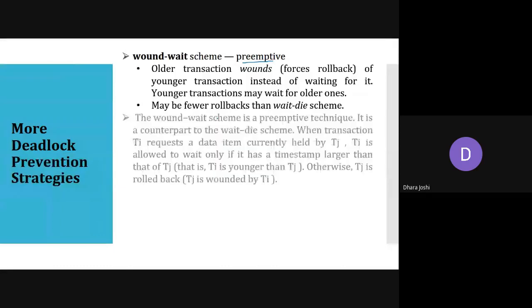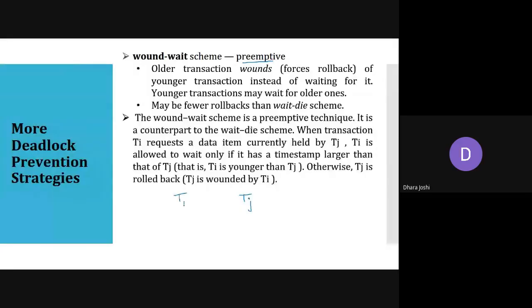Here we will understand: the wound-wait scheme is a preemptive technique. It is a counterpart to the wait-die scheme. When transaction Ti requests a data item which is currently held by Tj. Here we have transaction Tj and transaction Ti. Suppose the data item X is currently held by transaction Tj, and Ti is waiting for this data item.